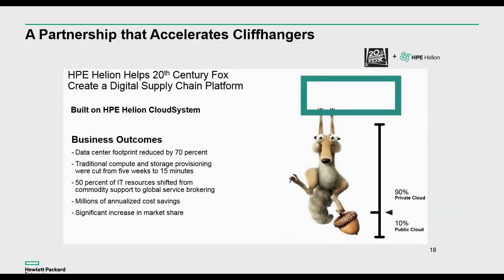Now you can see the business outcomes on the screen there. They're rather impressive, but I think there's more than that. There's other data that's interesting to mention as well. To give you an idea of what goes through this Fox Media Cloud, they've been able to add over 3 million assets in the content repository. So that means distributing over 150,000 contents every month.